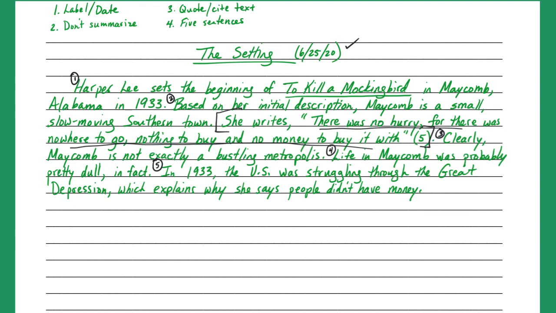So I know this isn't all summary because I came to some conclusions, like I inferred, based on the information provided, that life would probably be pretty dull in Macomb. I also figured out that we're in the middle of the Great Depression in the book. So I used her description to come to some conclusions. I thought about it. If you do something similar in your reader's notebook, you'll do a great job.